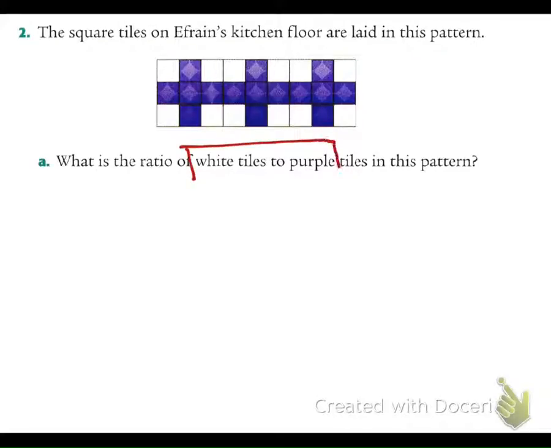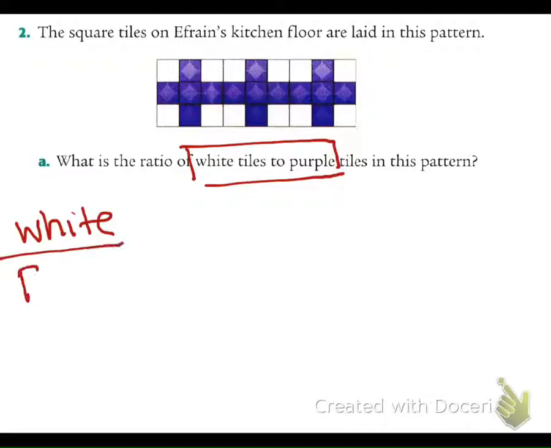Well, they've given us the order for our word ratio, so let's start by writing our word ratio. White to purple. I'm careful that I'm writing them in the same order that are written here. So whether you're writing from left to right or top to bottom, be careful to be writing them in the same order. Now pause the video and count the tiles to write the corresponding values that go along with the number of white tiles and purple tiles.